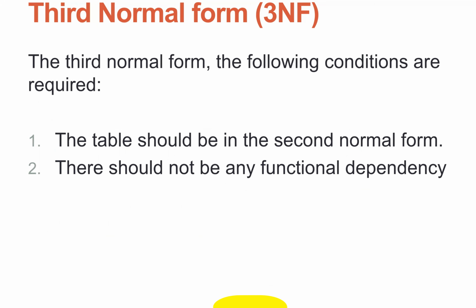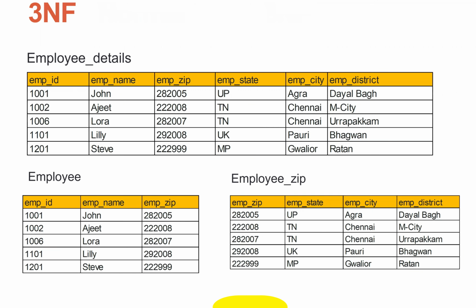In this normal form, the table should be in second normal form. That means the previous condition should be satisfied and it should not have any functional dependency. So if you take this particular table, first we are storing all the details in one single table: employee ID, employee name, employee zip code, state, employee city and district. If you take these details, how are we going to split them up?